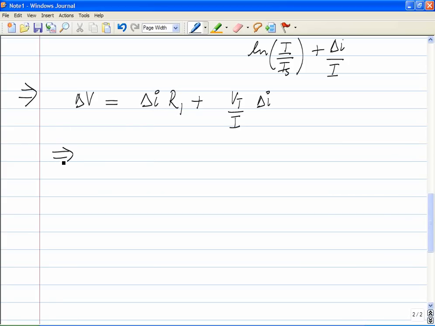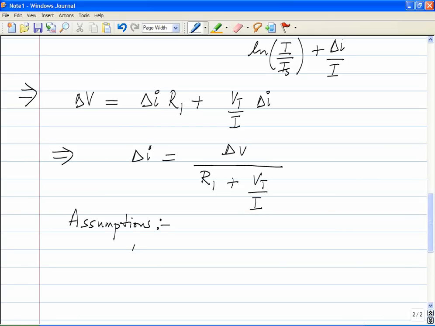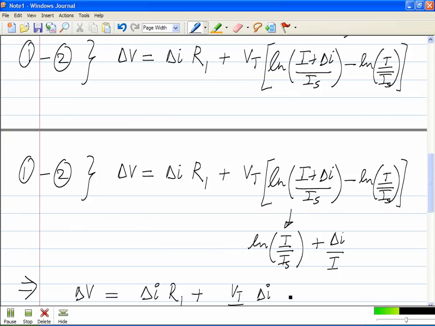You understand? Which means that if you knew capital I in the first place, then you could compute delta I from delta V divided by R1 plus Vt by I. Do you understand? So what are the two assumptions made here? So delta V is one of the so-called small terms.